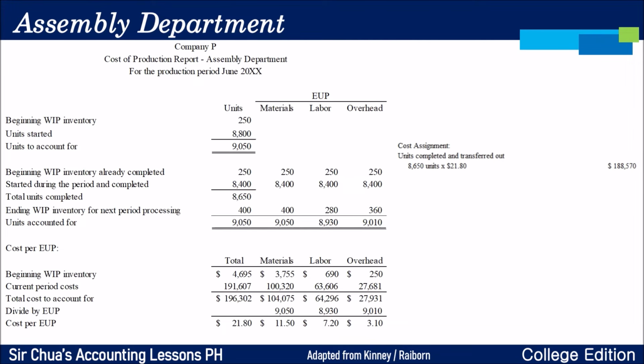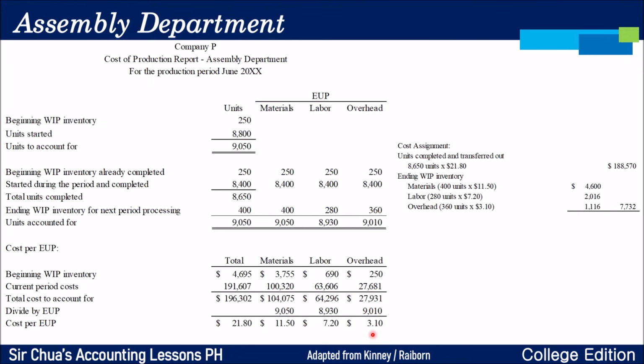We will also be assigning costs as to your ending work in process inventory. Okay, so the equivalent units for your materials is 400 units. You multiply it by the cost per EUP for materials, which is 11.5, which gives you $4,600. And then for labor, it's 280 units multiplied by 7.2, which is 2,016. And then for your overhead is 360 equivalent units multiplied by 3.1, which is 1,116. Get the total of all of them. The cost of ending inventory or the ending work in process inventory for the assembly department is 7,732.